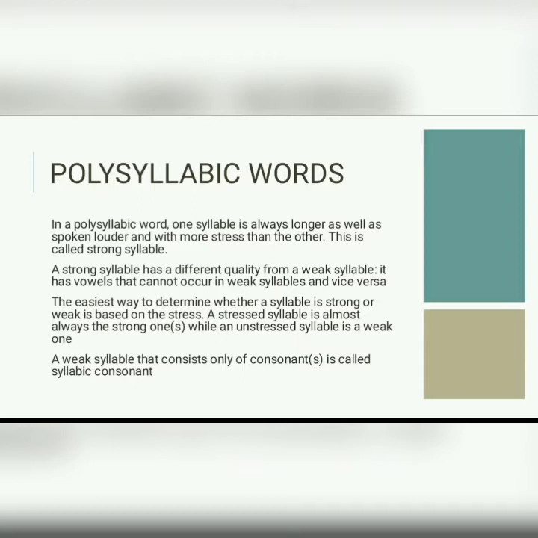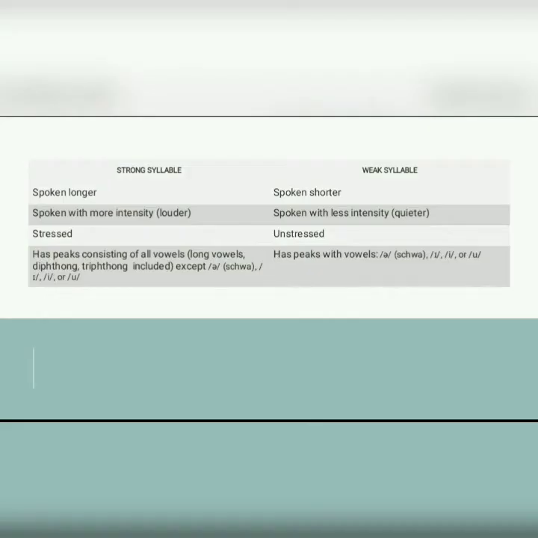A weak syllable that consists only of consonant is called syllabic consonant. Don't worry, I will explain more about this later. This is a table that can help you to understand what are the differences between strong syllable and weak syllable. A strong syllable is spoken longer, spoken with more intensity or louder, stressed, and has peaks consisting of all vowels, long vowels, diphthong, triphthong included, except schwa, e or u.